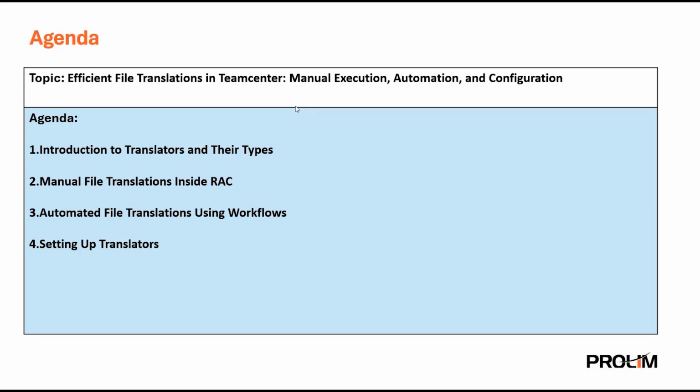Next, we will cover manual file translations inside RAC. This section will walk you through how to perform translations manually within RAC. This method is often used for one-time translations or when specific manual adjustments are needed. Following that, we'll dive into automated file translations using workflows. We will discuss how to configure workflows so that translations occur without manual input at certain points in a process.